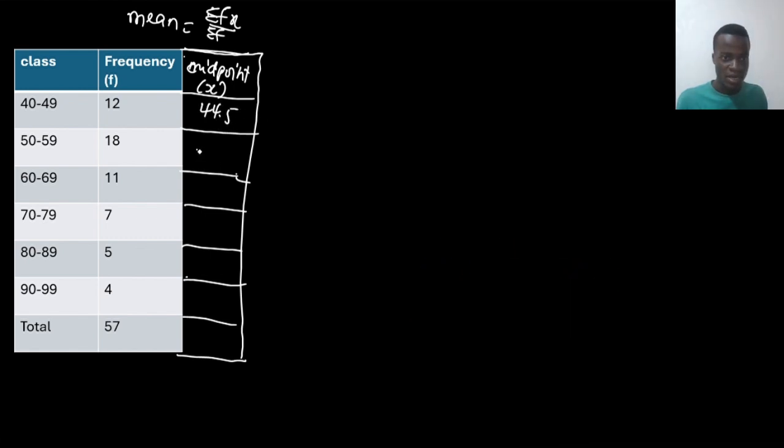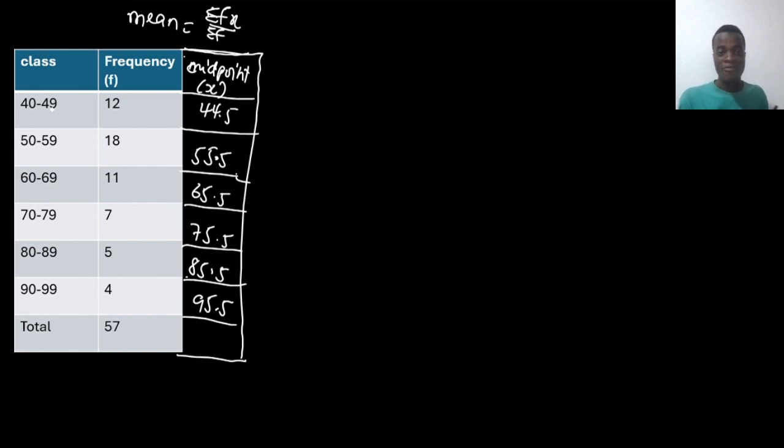The same thing goes for the next class, 55.5. Then you have 65.5, then 75.5. This one will give you 85.5. You have to actually be doing the calculation. So 95.5, that's the last one. So these are our midpoints. This midpoint is just like finding the mean of the upper limit and lower limit, divided by 2. 40 plus 49 divided by 2, 50 plus 59 divided by 2.